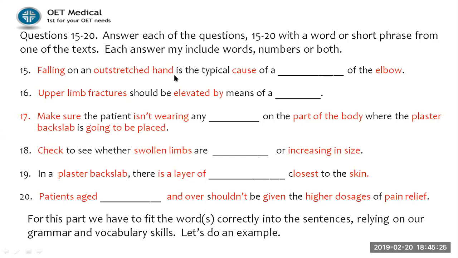Falling on an outstretched hand is the typical cause of a something of the elbow. So my keywords again: elbow, cause, reason, hand, outstretched hand. Very hard to paraphrase this, so we may see something like this. Falling, it's easy to recognize a synonym or paraphrasing of falling because there are not many: a tumble, to fall, fell, whatever. So you'll be looking for them.